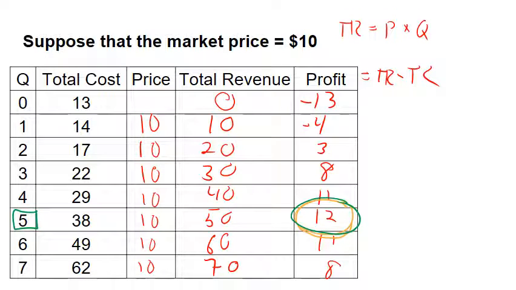Now, a couple questions. Why doesn't total cost equal 0 when quantity is 0? Well, the answer is we've got fixed cost. FC is fixed cost. Fixed cost must be $13. Fixed cost is the cost you must pay in the short run, even when output is 0.